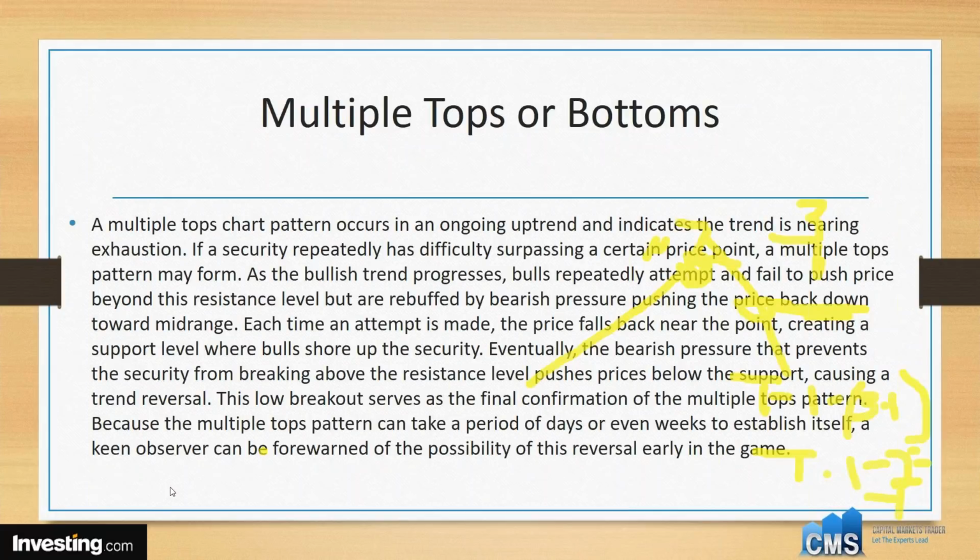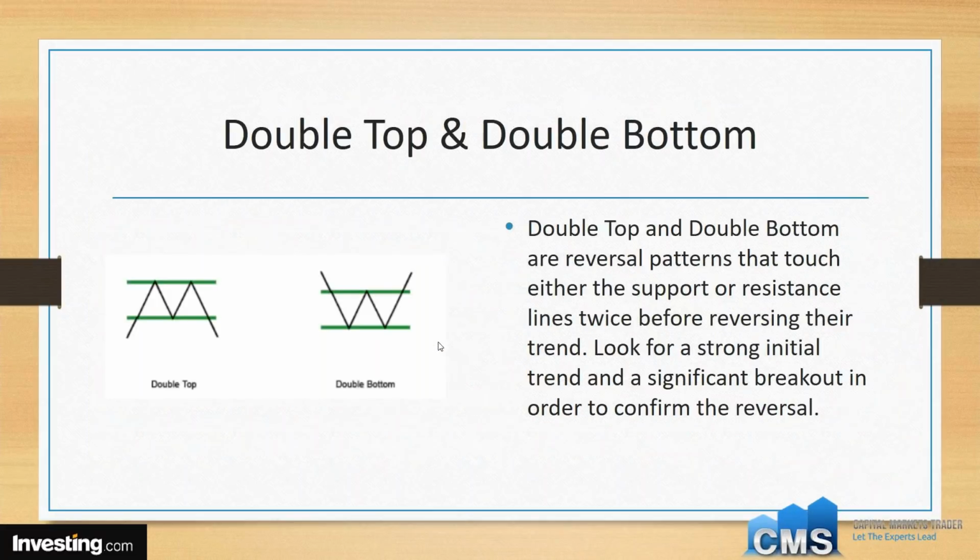Okay. A multiple top chart pattern. A multiple top chart pattern occurs in an ongoing uptrend. It indicates the trend is nearing exhaustion. Now, we have multiple tops and multiple bottoms. We have simple double tops and double bottoms.